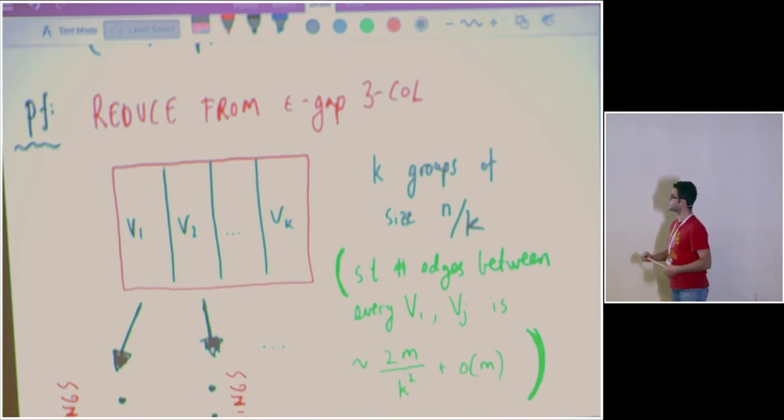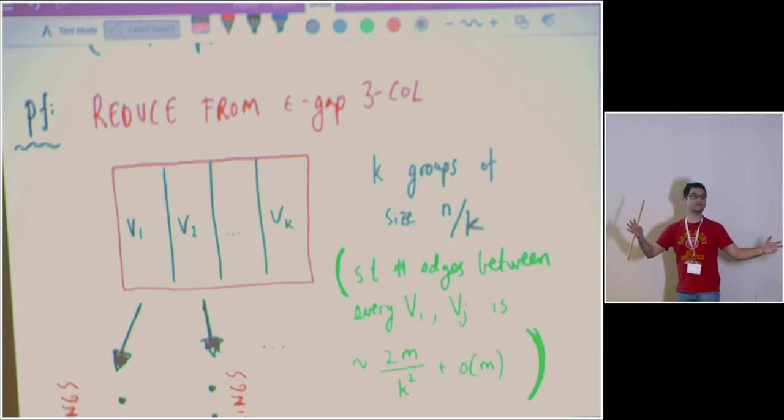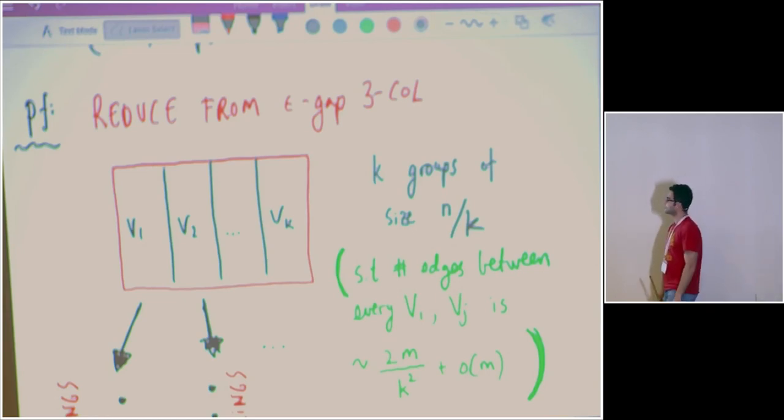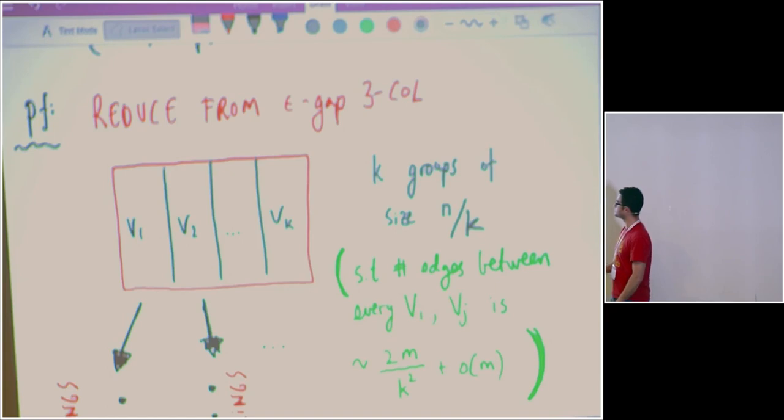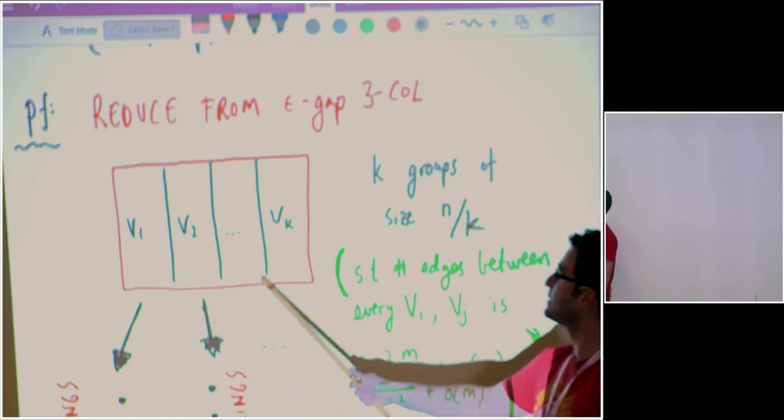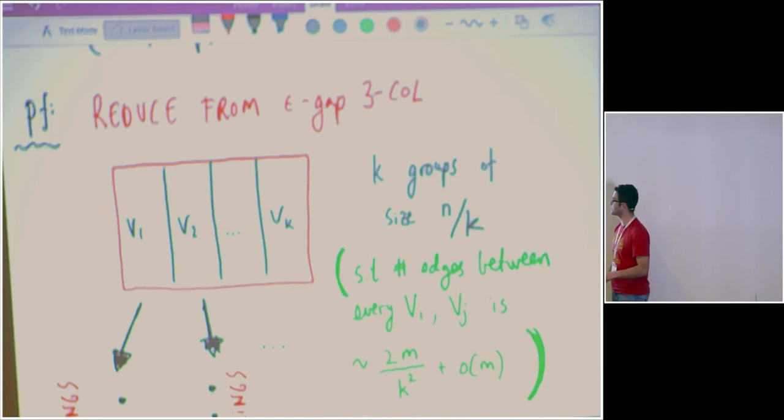So we want to reduce from epsilon gap 3 coloring, and we want to make a k-clique instance, so that the output graph has a k-clique if and only if the original graph could be 3 colored, and a 1 plus epsilon k-sized clique should give you a coloring of the vertex sets that satisfies 1 minus epsilon fraction of the clauses, or of the edges of the graph. Okay. So the first thing we're going to do is split our graph into k groups, each of size n over k.